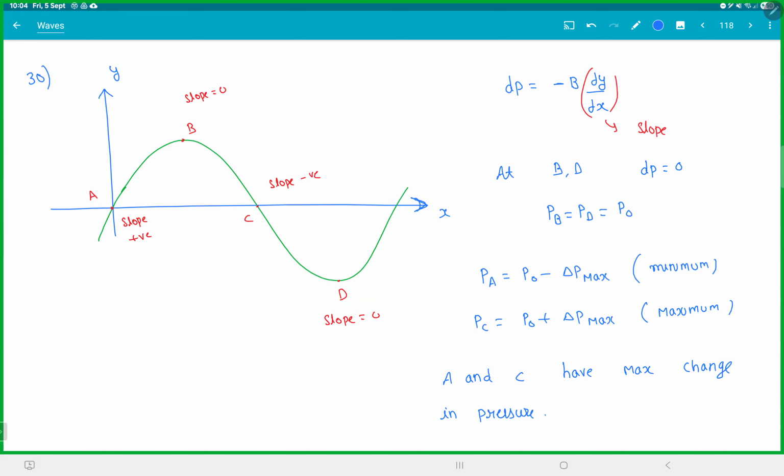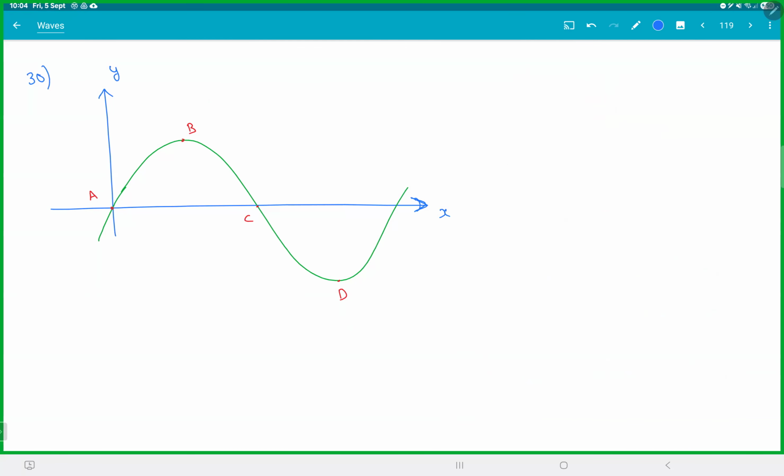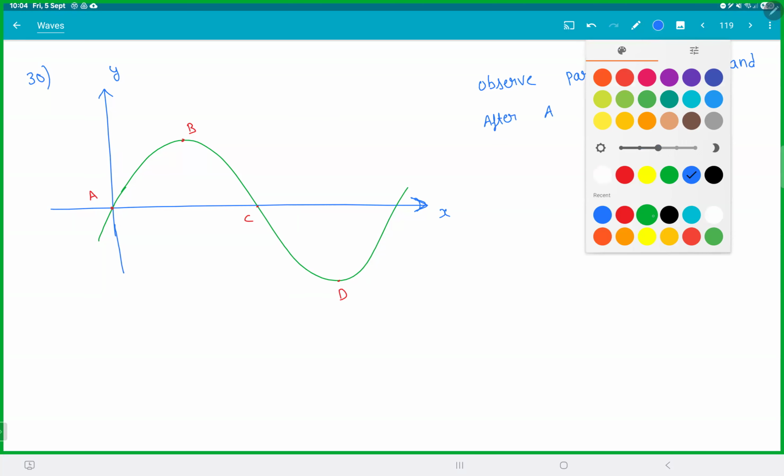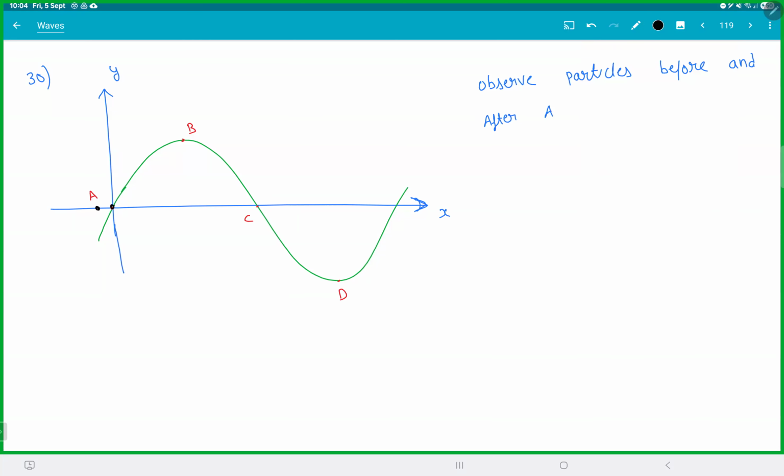Clear, everyone? Now, how to think about this intuitively? When you want to do this, forget about the points exactly. Don't look at point A, look at the points before and after A. Observe particles before and after A. So let's say I take three particles, one behind A, one at A, and one in front of A. So now look at this.